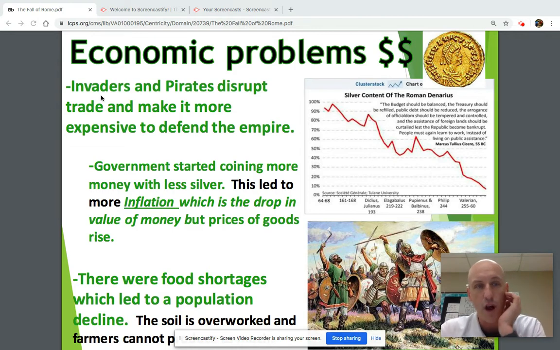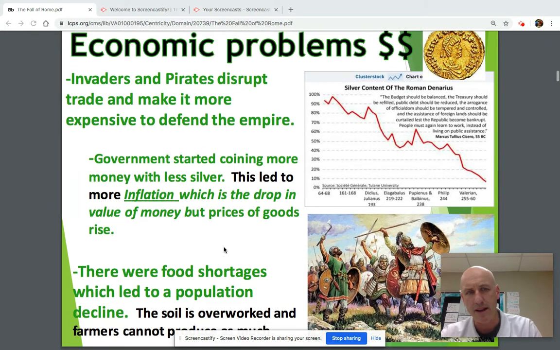All right. So you also have invaders and pirates here. You see that. You can read for yourselves. Disrupting trade and making it more expensive to defend the empire. And you see right there what I said. Government started coining more money with less silver. This led to more inflation. You got to know that word. You should say it to yourself. Inflation. Everybody say it. 1, 2, 3. Inflation. That's right. And so what happens is it takes more money to buy the same amount of products that you could buy with less money earlier.